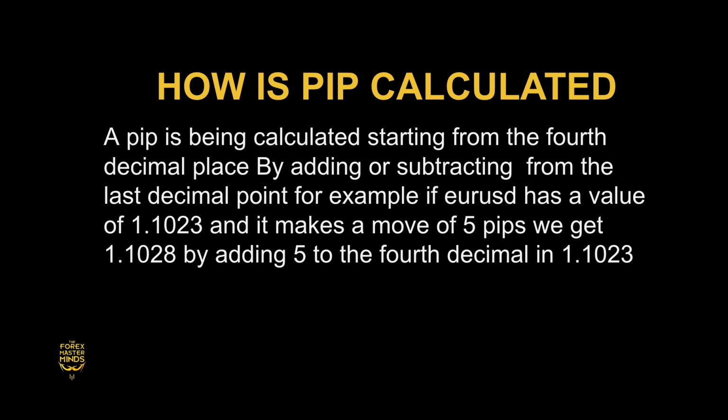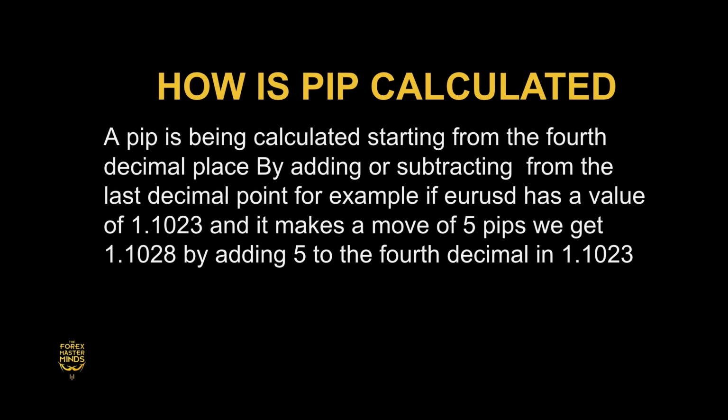Okay, so calculating a pip is simple addition and subtraction. You have to add it to whatever figure you have. For example, if you want to calculate 50 pips, you add it to the last decimal point. That's what we're going to be adding. A pip is calculated starting from the fourth decimal place by adding or subtracting from the last decimal point.